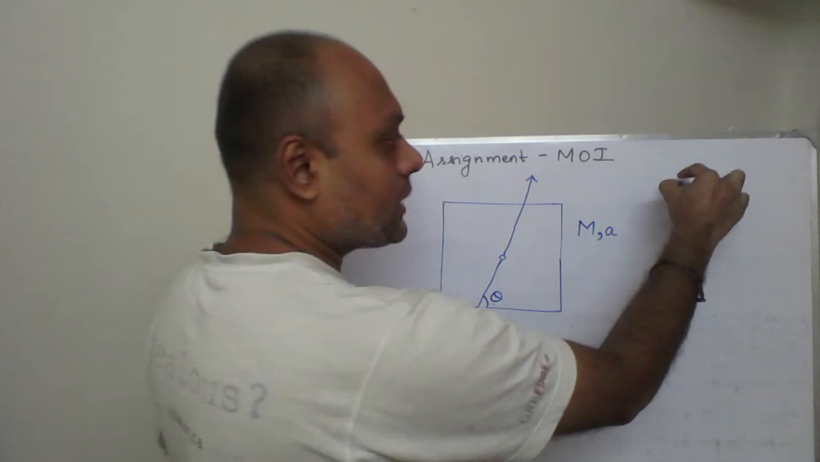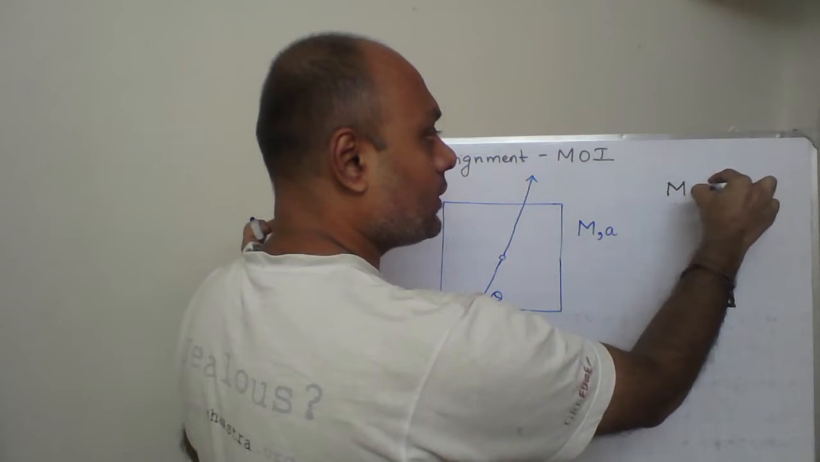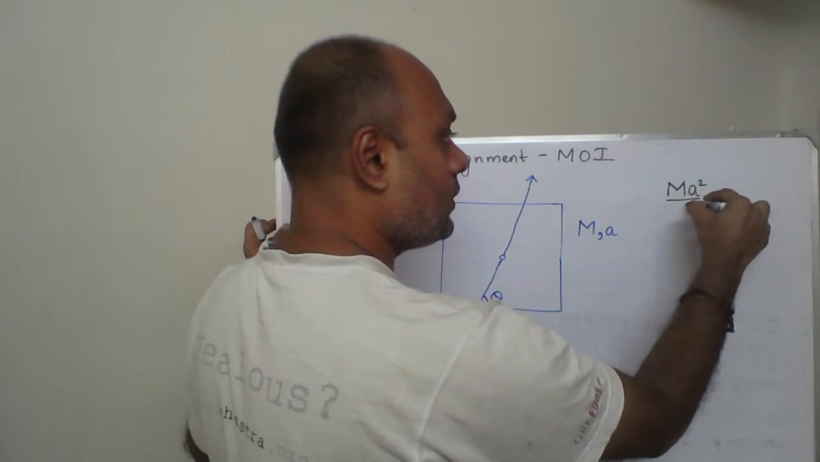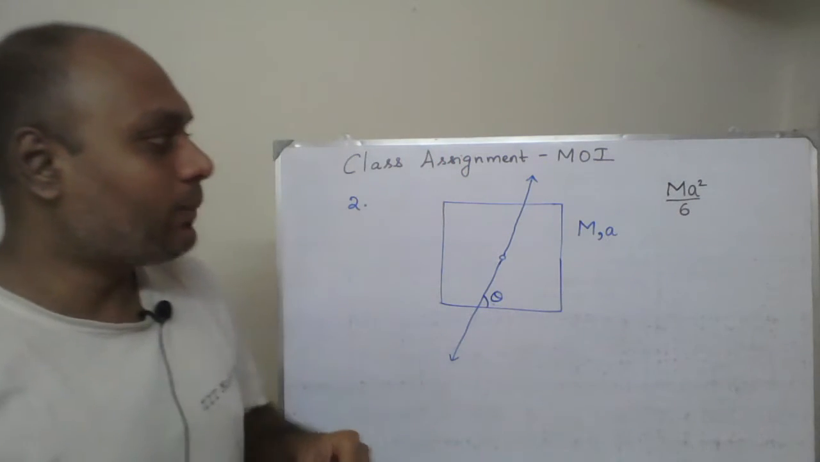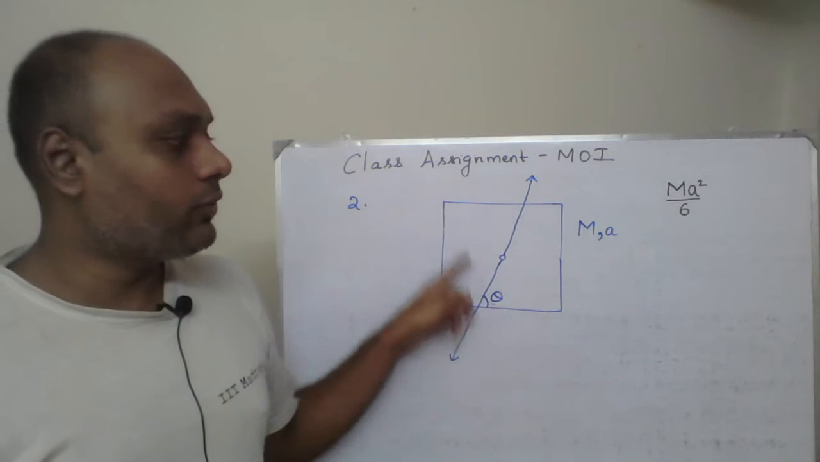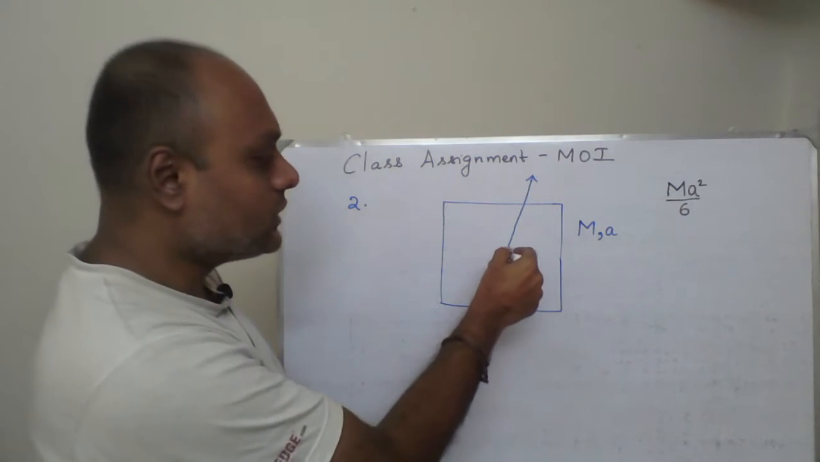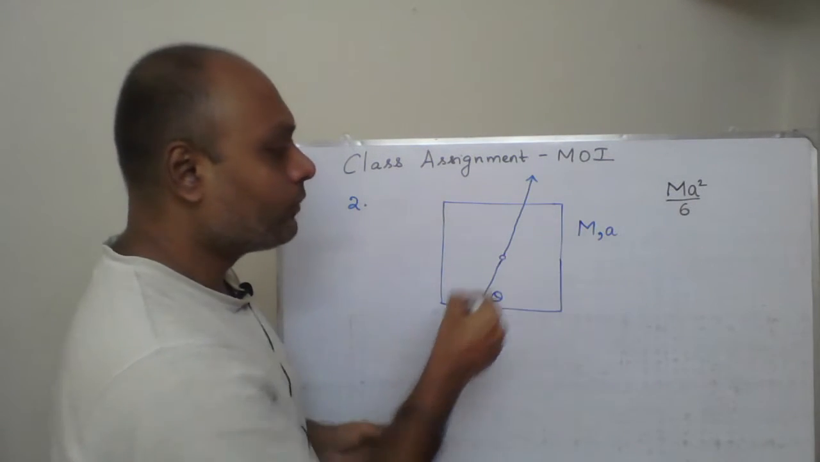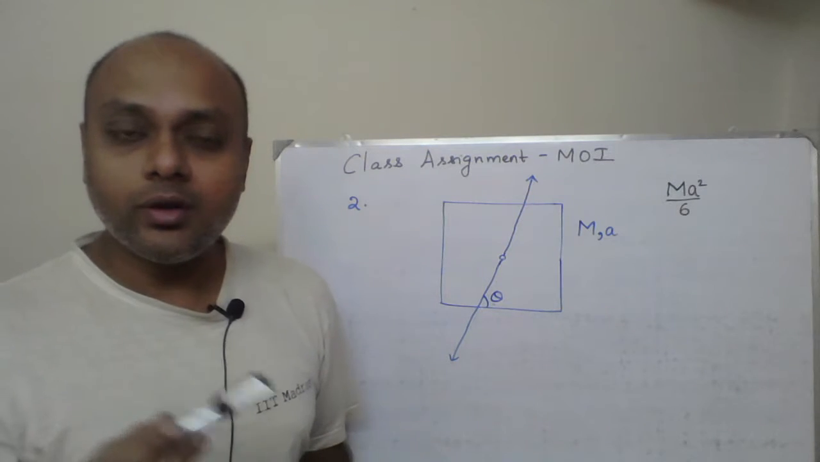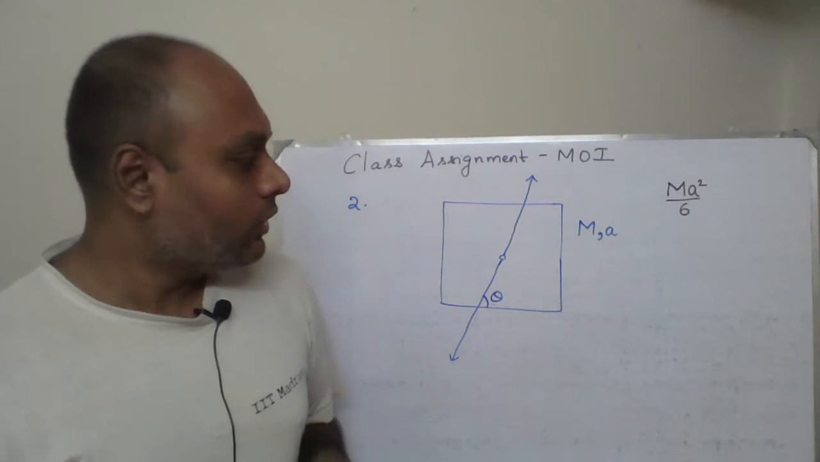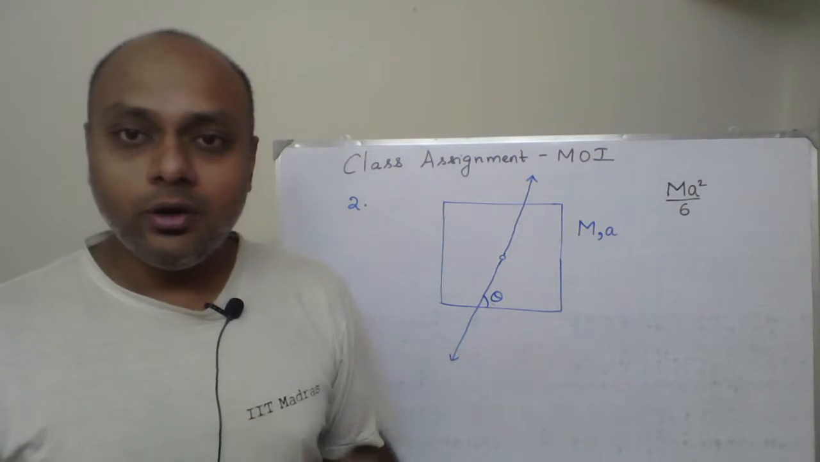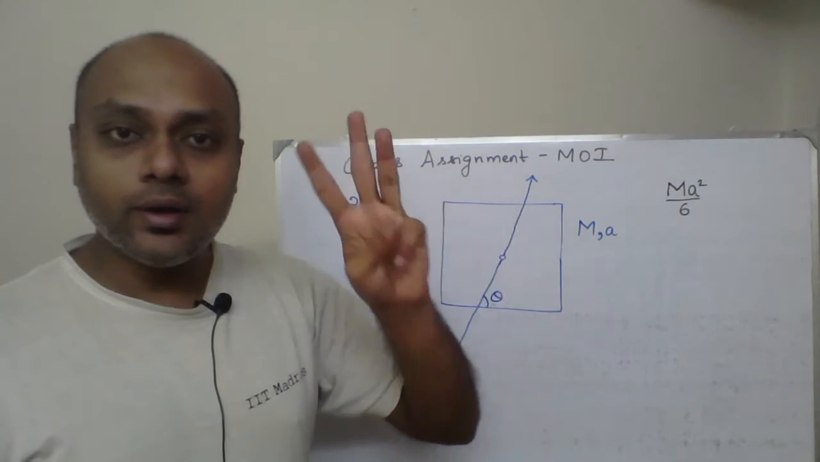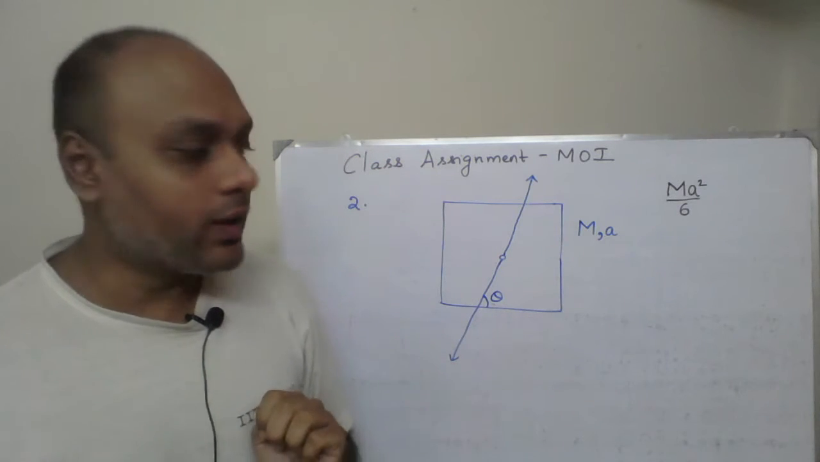That expression is ma square by 6, the mass of the square into the side of the square, a square, by 6. Ma square by 6 is the moment of inertia for a square plate about an axis passing through its center and perpendicular to the plane. So now we will think of using the perpendicular axis theorem. To apply the perpendicular axis theorem, we need three axes in total.